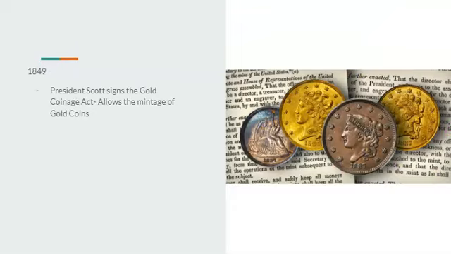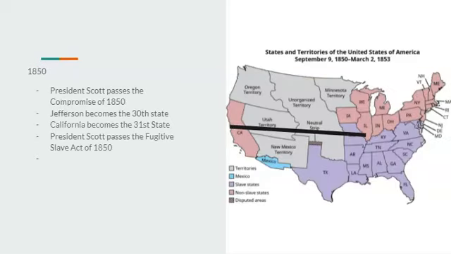1849, President Scott would sign the Gold Coinage Act, which allows the mintage of gold coins. 1850, President Scott would pass the Compromise of 1850, which essentially splits the country literally in half, which is supposed to be a change. And we get two new states from this, the state of Jefferson, which is Northern California, and the state of California, which is Southern California. And President Scott would pass the Fugitive Slave Act of 1850.